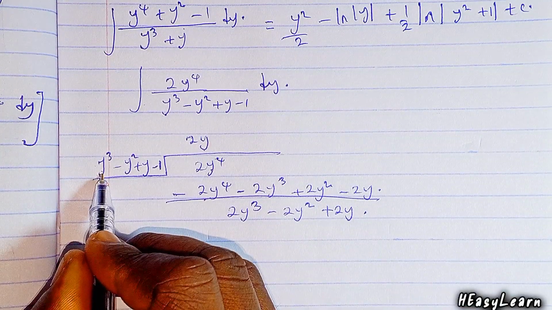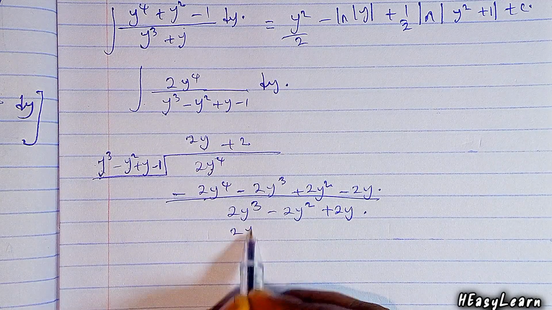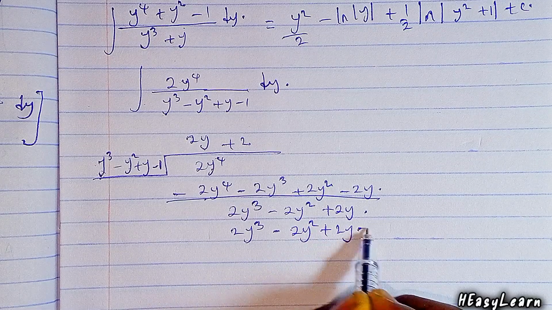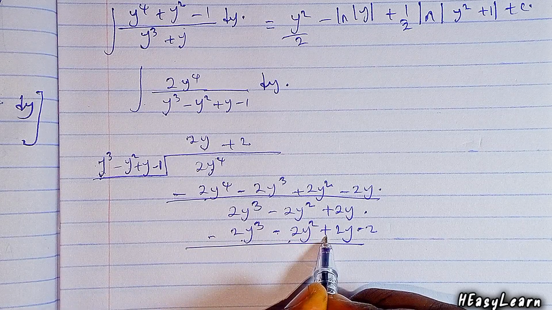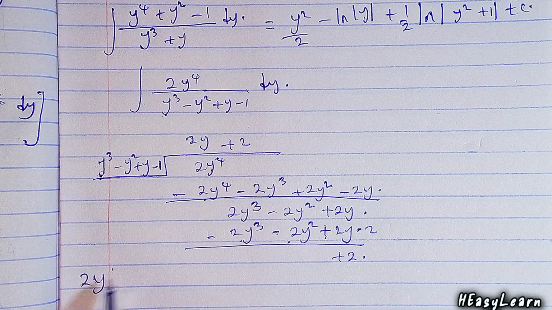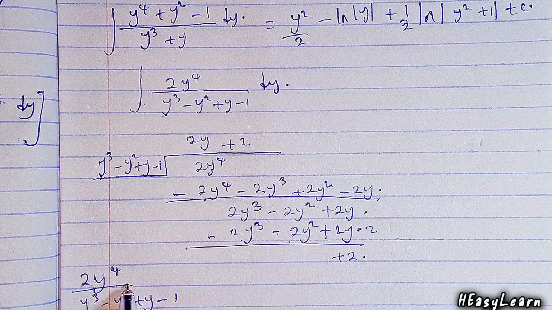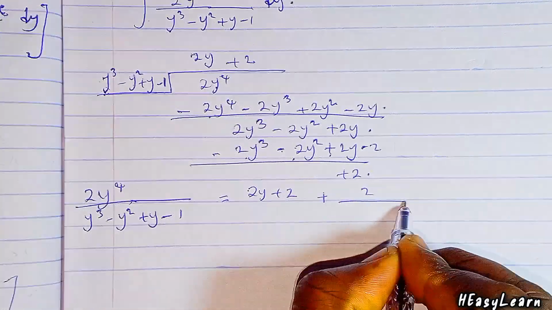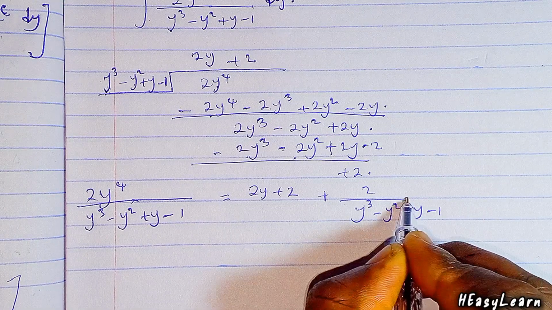So again, you are going to reduce. We have plus 2. 2 multiplied by y, we have 2y to the power of 3 minus 2y squared plus 2y minus 2. This will go away. Here will also go away, and we are left with plus 2. So in this case, 2y to the power of 4 over y to the power of 3 minus y squared plus y minus 1 is the same thing as 2y plus 2 divided by y to the power of 3 minus y squared plus y minus 1.